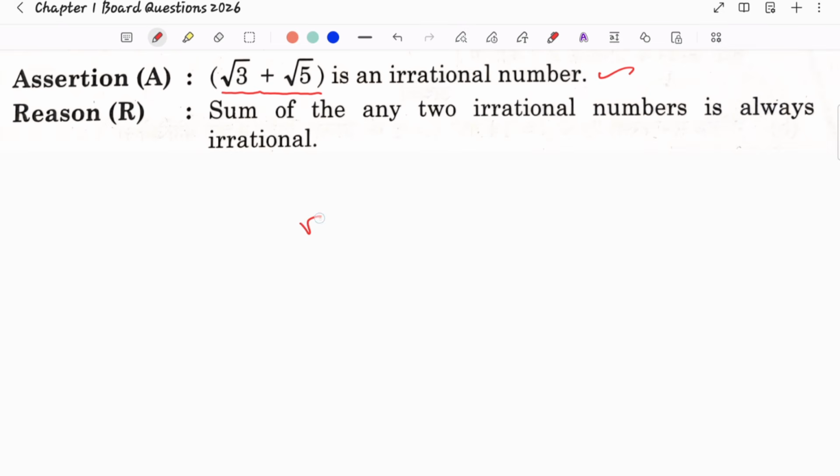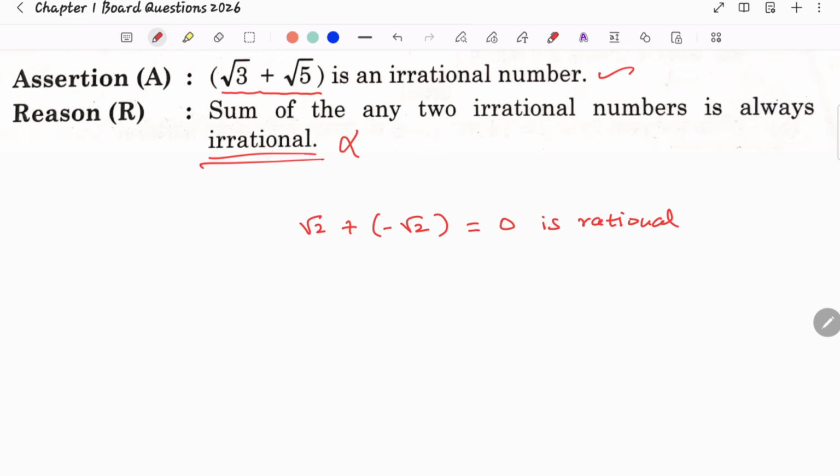We know very well root 2 is irrational and also minus root 2 is irrational. Now these two are irrationals. Now we can find the sum of these two. So just add these two numbers: root 2 plus minus root 2. The sum of these two is always equal to 0. But 0 is always rational number, is not irrational. But given statement is sum of any two irrational number is always irrational. So the statement is false because of this example. We got the contradiction example. So this statement is false.